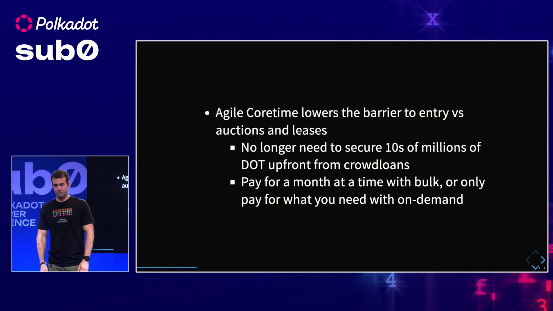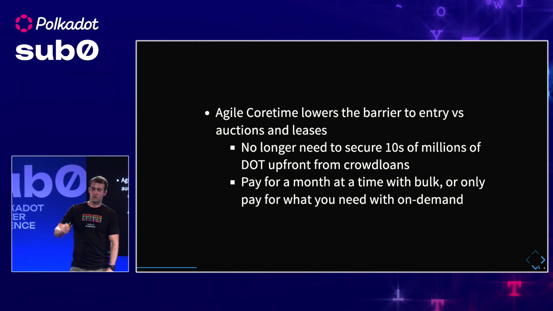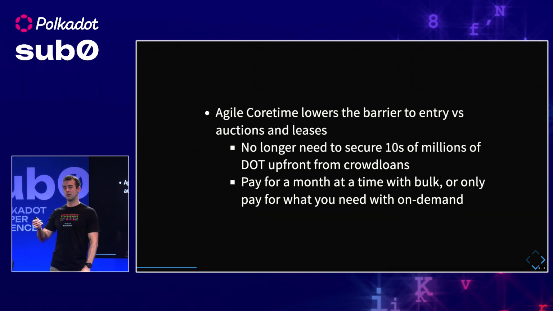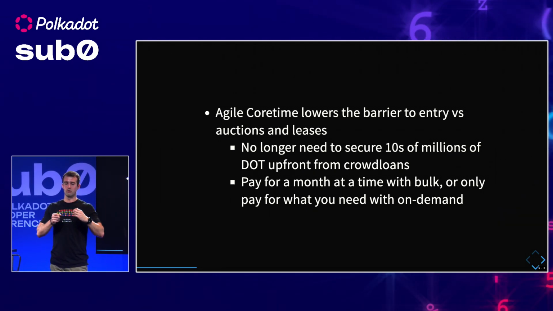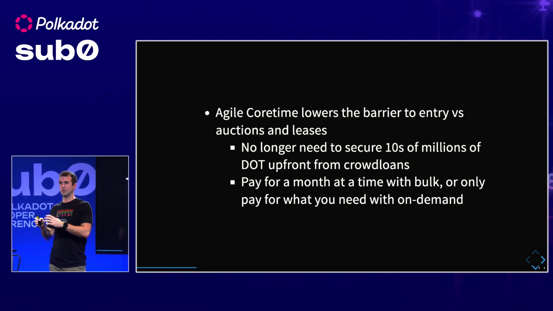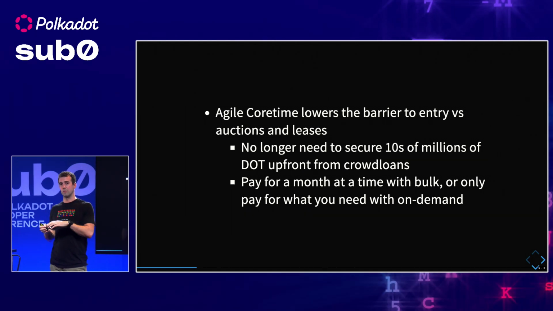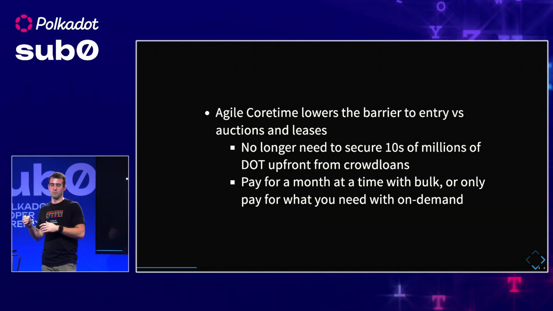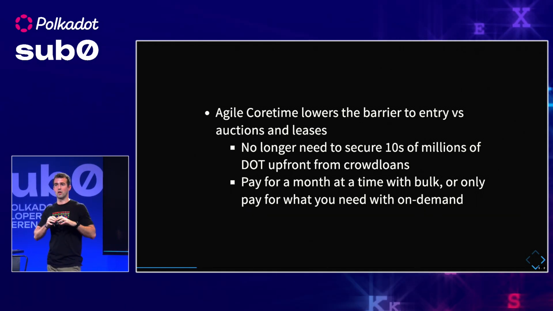So yeah, I just talked through this. But the second point is something I haven't covered yet, which is that when you pay for a month at a time with bulk, you're sacrificing flexibility for predictability. When you pay for what you need with on-demand, you're sacrificing predictability for flexibility. So these two things are trade-offs, but they're both allowed by the system.